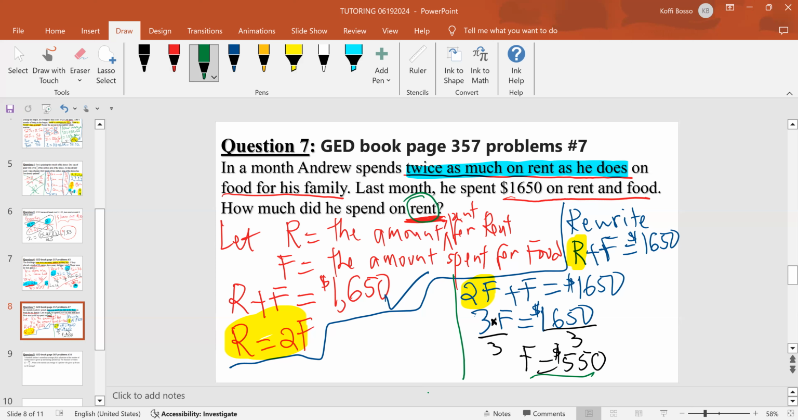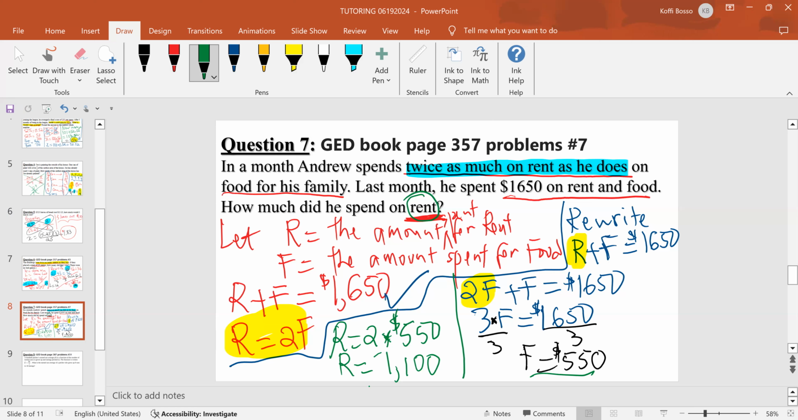Remember, we say rent is 2 times the amount spent on food, because they say twice, and twice means 2 times. So rent R will be 2 multiplied by $550. So our rent here is how much after you do the multiplication? $1,100. Exactly. And this time, yes, this is the answer to the question.